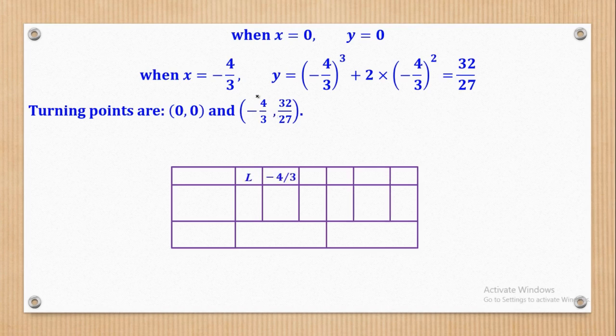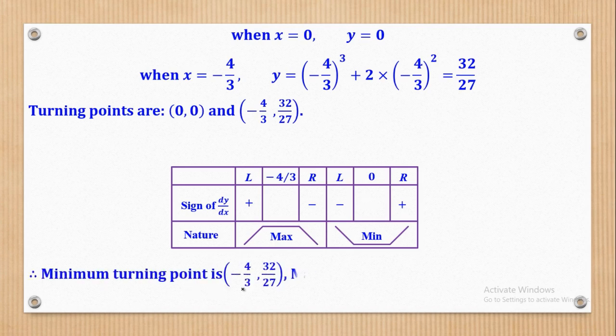But we also need to get their nature, so we shall use the method of sign change. So put one point there, another point there, then sign change. This will give you positive, this will give you negative, this will give you negative, this will give you positive. Therefore, the nature for the first one will be a maximum, and for the next one will be a minimum. So you can conclude that the minimum turning point is this, and maximum turning point is that.